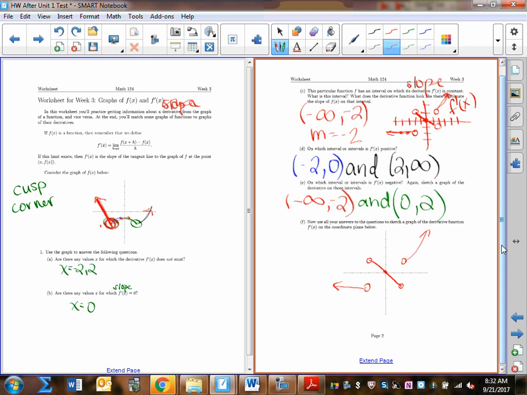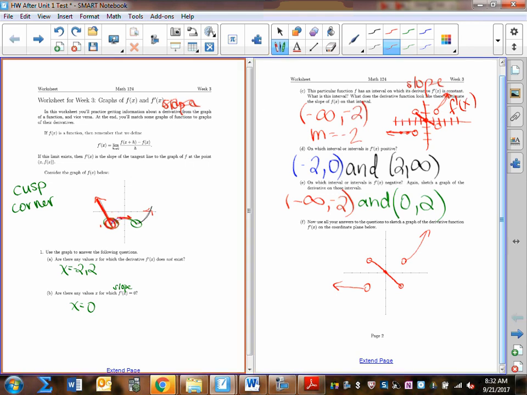Does anyone happen to get the graph completely right? Why is 0 a point? Because at 0, my slope is 0. If I draw in a little tangent there, it's a horizontal line, the slope of that line is 0.